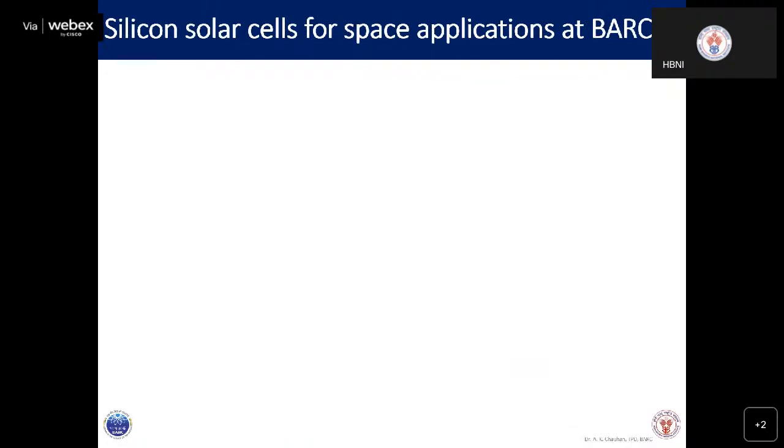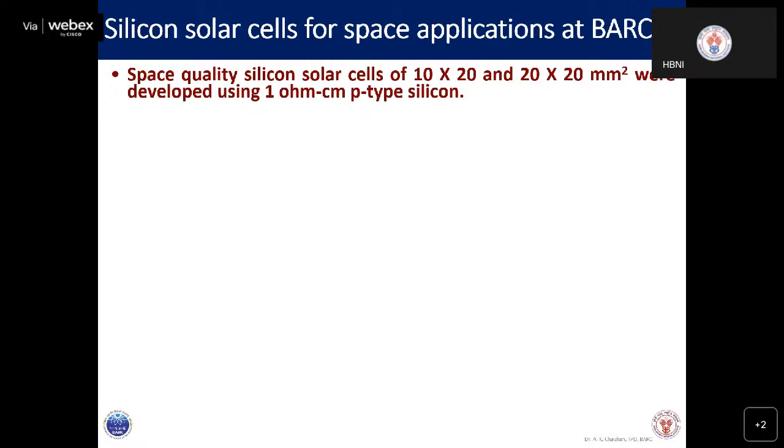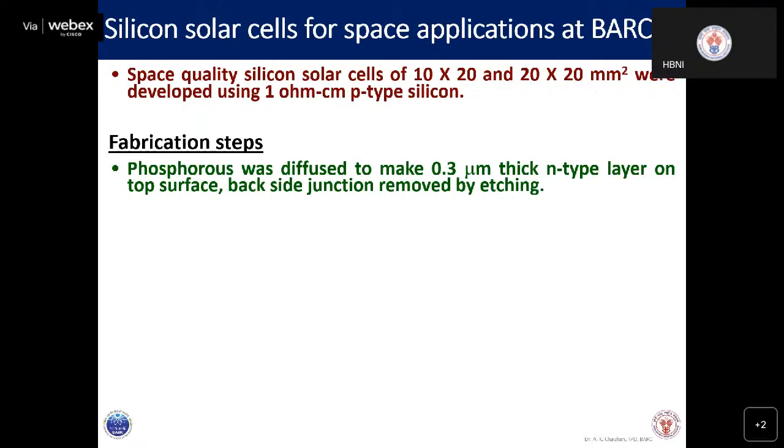In our BARC also, a lot of work was done on fabrication of solar cells. This work started somewhere around the 70s, when our space program was initiated. At that time nobody was giving solar cells to India, and there was an embargo also in between, so it was thought that we could develop our own solar cells. So this activity was taken up, and space quality silicon solar cells were developed. This was a general specification of the silicon.